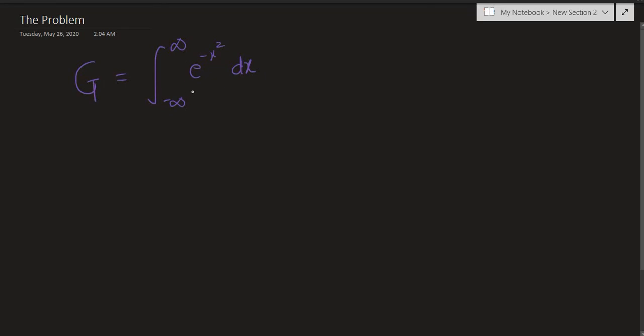And as I said at the start of the video, we are going to be using Fourier transforms to find the value of this Gaussian integral. So let's do this on a fresh page where I'll briefly discuss what Fourier transforms are. So see you there.